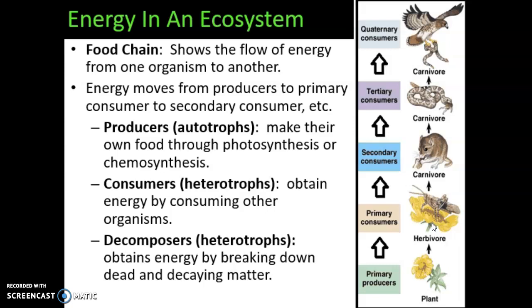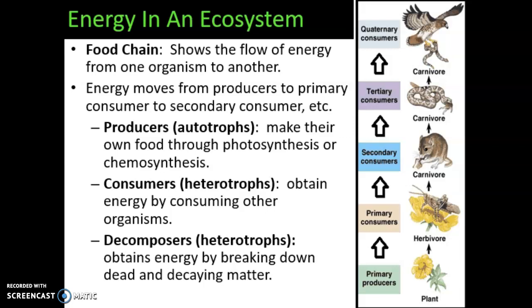Now, eventually, the energy moves up the food chain, passing from consumer to consumer to consumer. When any of these consumers dies, the energy is broken down by a decomposer, which again is a heterotroph. This is usually a type of fungus or bacteria, but they obtain energy by breaking down dead or decaying matter.